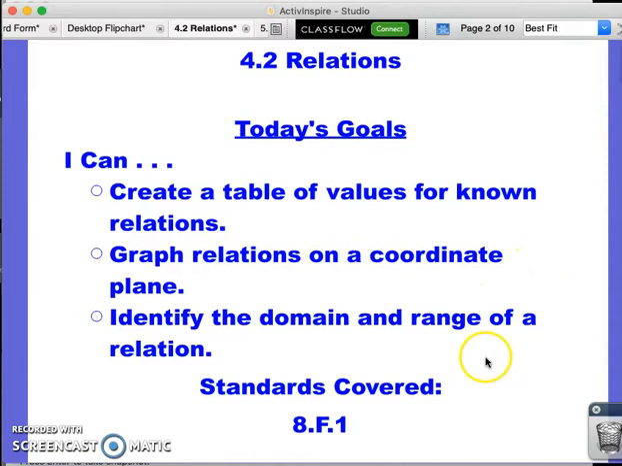All right, so today we're going to be talking about creating a table of values for known relations, graphing the relations on a coordinate plane, and then identifying the domain and the range of that relation.